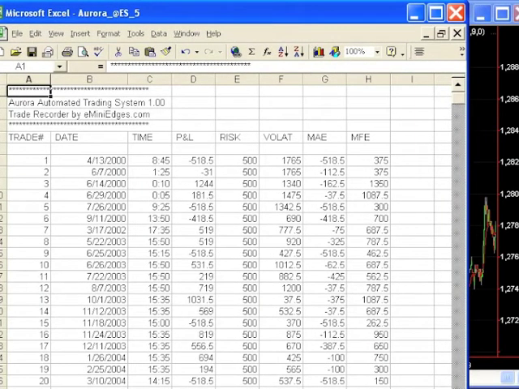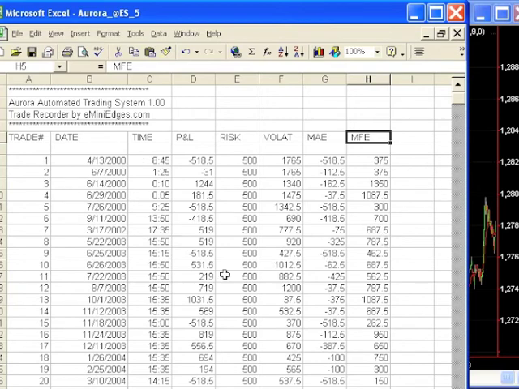I open this up in Microsoft Excel, and it has the trade number, the date, the time of the trade, the profit and loss for that given trade. The risk is the amount that we have as our stop value, the volatility measured in dollars at the time of the trade, and we have MAE, which is our maximum adverse excursion. In other words, how much heat did we take on the trade, and our maximum favorable excursion, how much the trade moved in our favor during the open position.